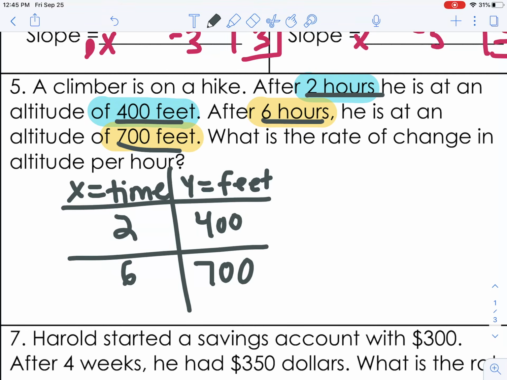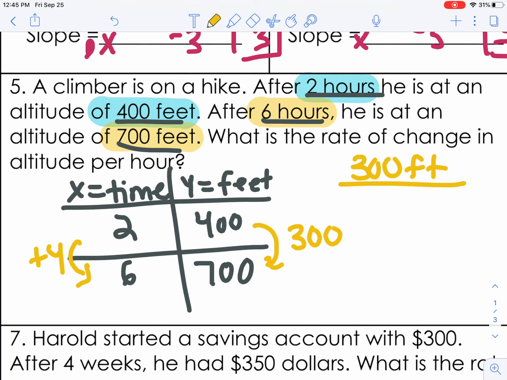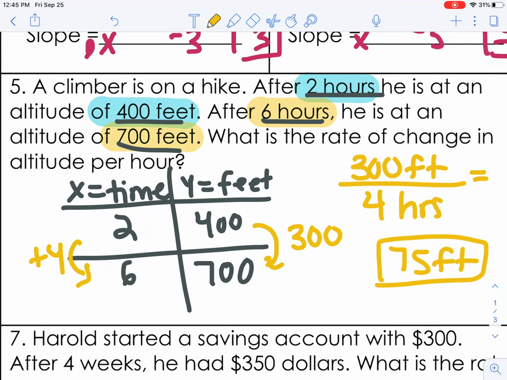So if we want to find the change in altitude per hour, that's really slope. We want to do the change in y divided by the change in x. Our change in y is up 300. To go from 400 to 700, we add 300. Our change in x is up 4. So we're going to do 300 feet in altitude divided by 4 hours. That reduces to 75 feet per 1 hour, and that is our answer.